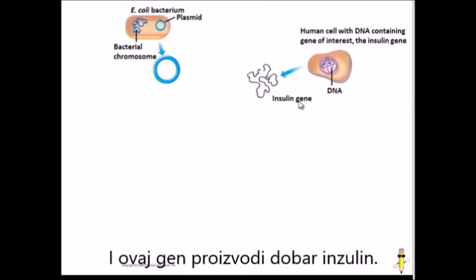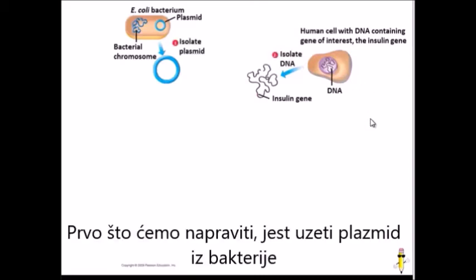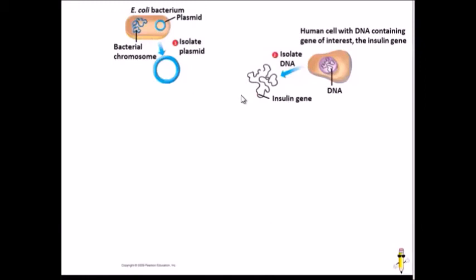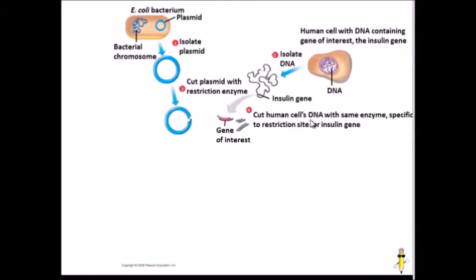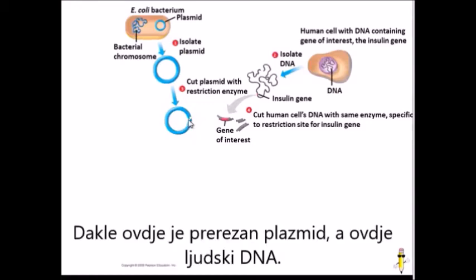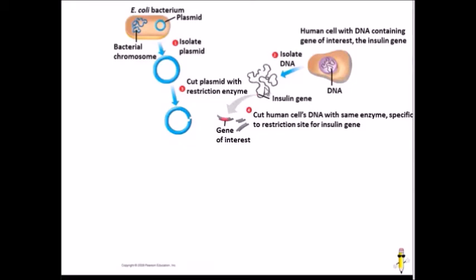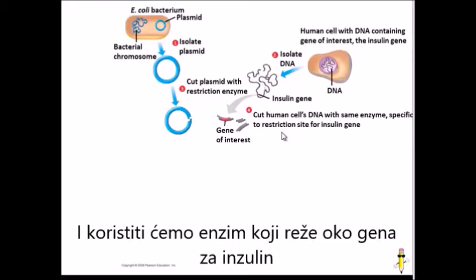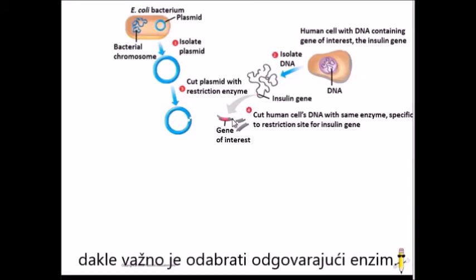This produces good insulin. So the first thing we're going to do is we're going to take the plasmid out of the bacteria, and we're going to take the DNA out of the human cell. Easy enough. Then we're going to cut both of them with the same restriction enzyme. So here the plasmid has been cut, and here the human DNA has been cut. And we're going to use a restriction enzyme that cuts at sites around the human insulin gene. So it's important to pick the right restriction enzyme for your experiment.